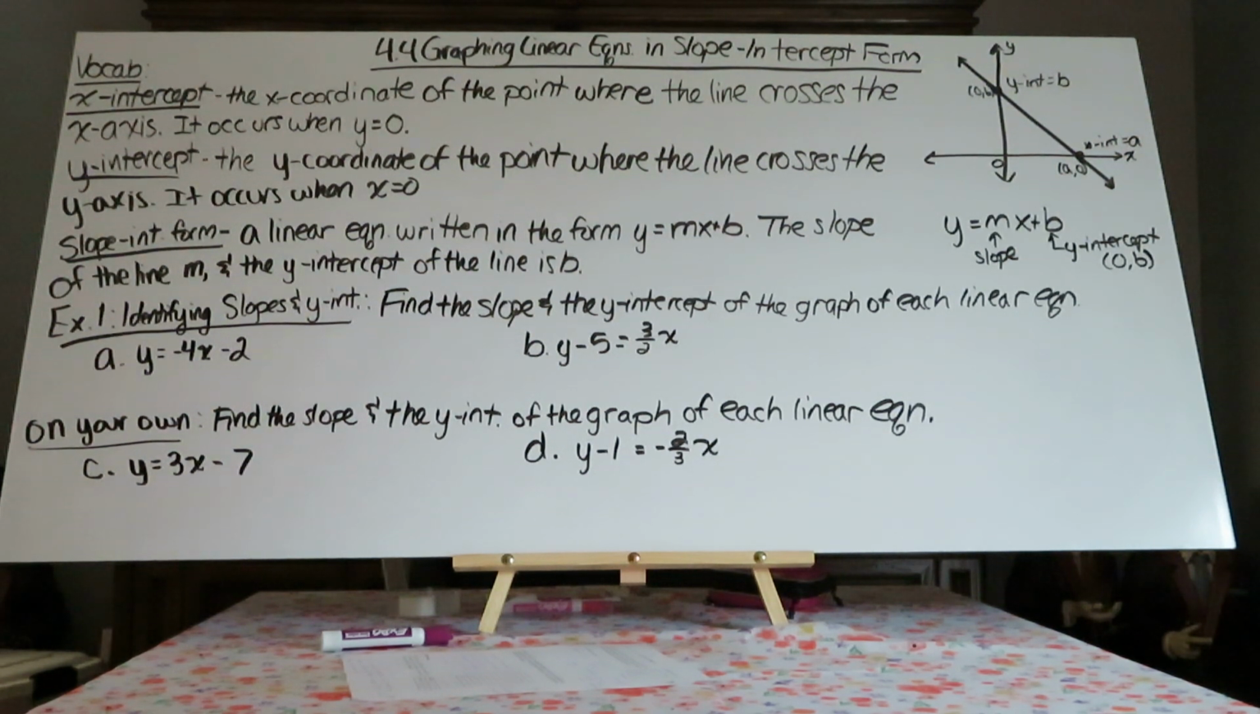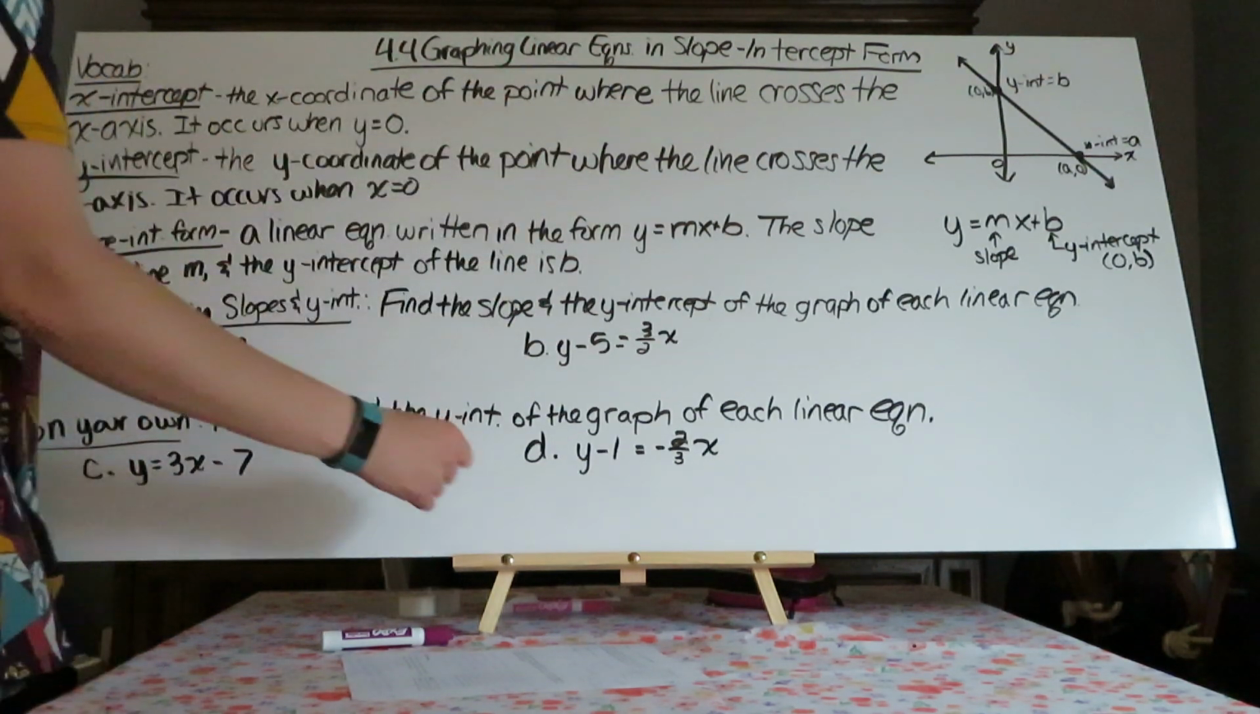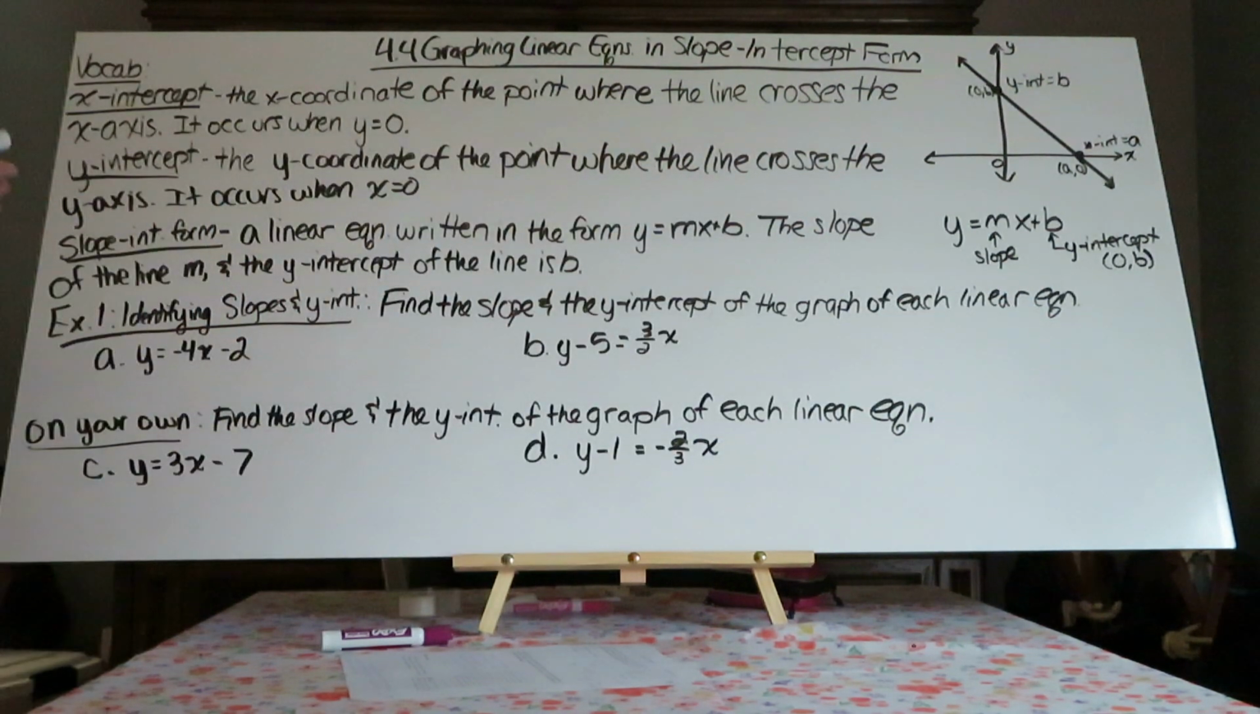So example 1, identifying slopes and y-intercepts. We're going to find the slope and y-intercept of the graph of each linear equation. You may have started to notice that I have EQNS and EQN. That's just shorthand for equations or equation.